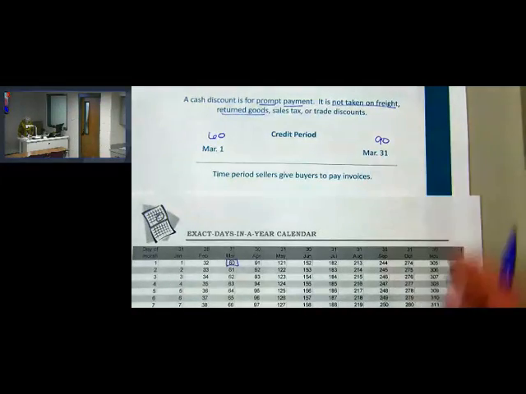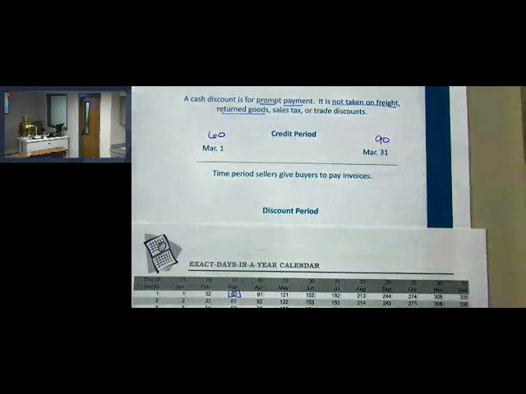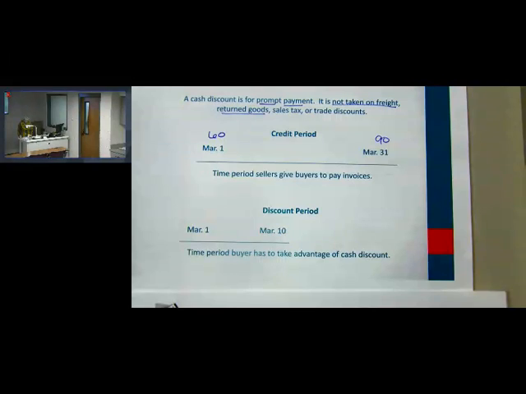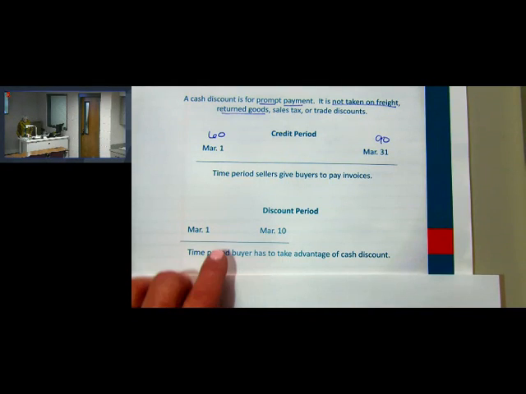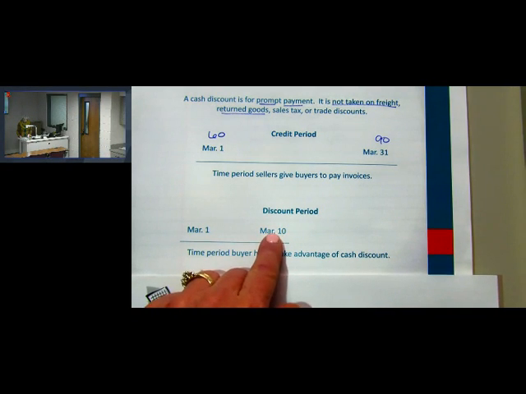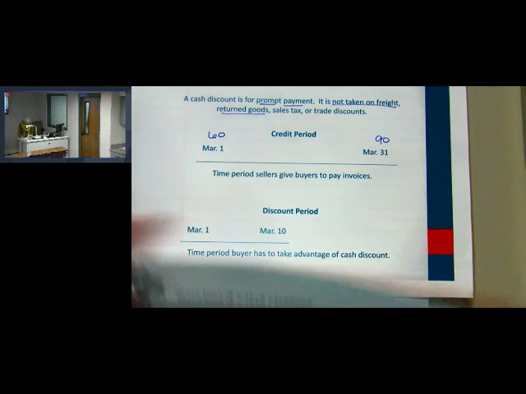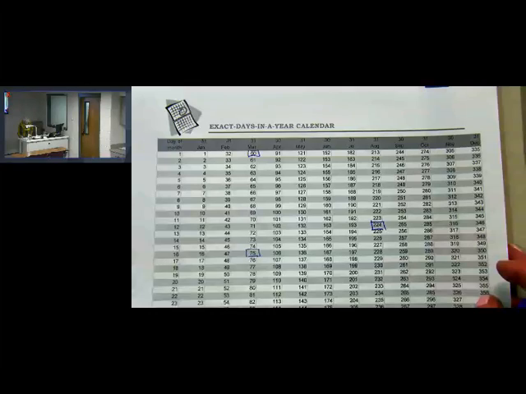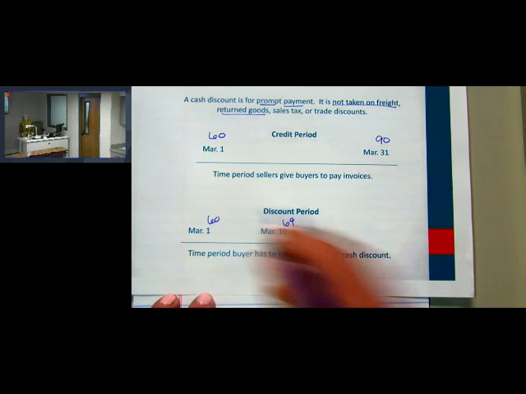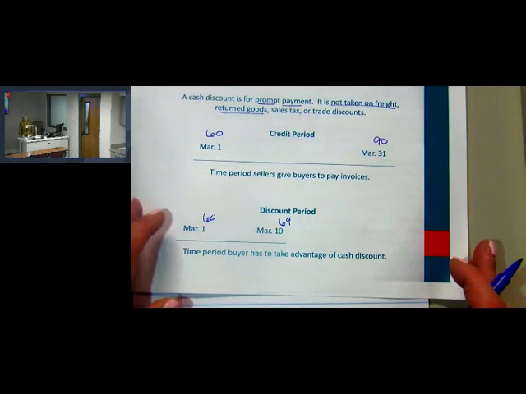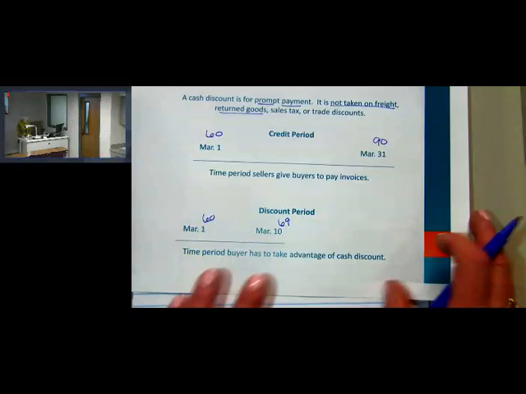March 31 is day 90 right here. That's day 90. So once again, I have a 30-day credit period. The cash discount is going to be available to your customers through March 10th. My discount period, this is an easy one, is actually going to end on day 69. So that's March 10th, that's day 69. So we've got about a 10-day period there. All right, so again, those are some numbers for our discount period.